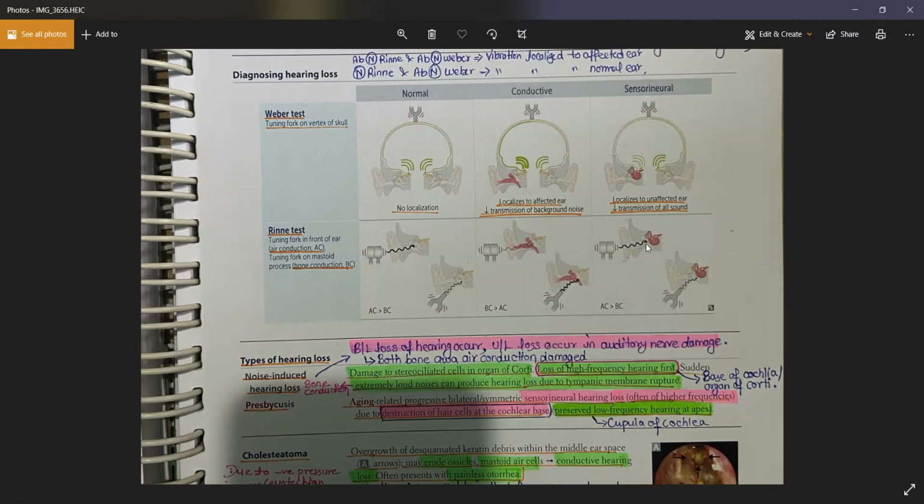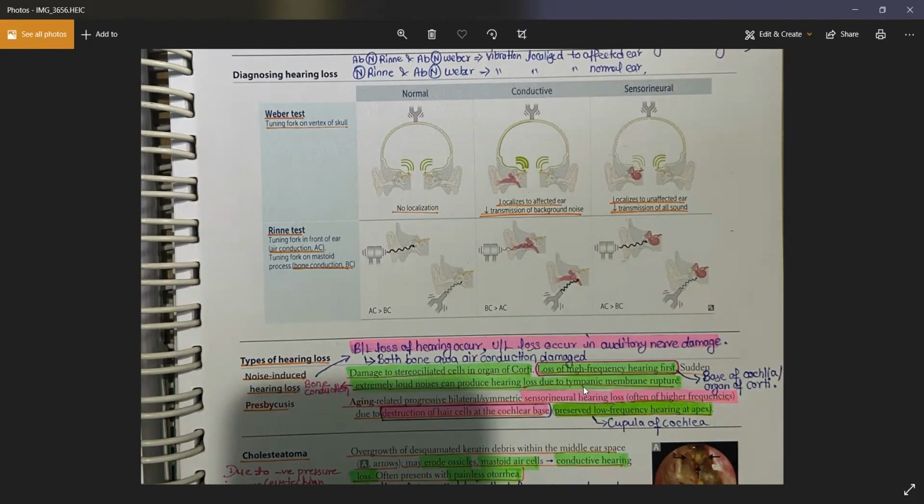So you will get a normal Rinne test but an abnormal Weber test. Now, that is when the exposure happens chronically. If we have a sudden exposure to high frequency sound, extremely loud noises, then you will have a rupture of the tympanic membrane. And as a result, what kind of hearing loss will you get? Conductive hearing loss.